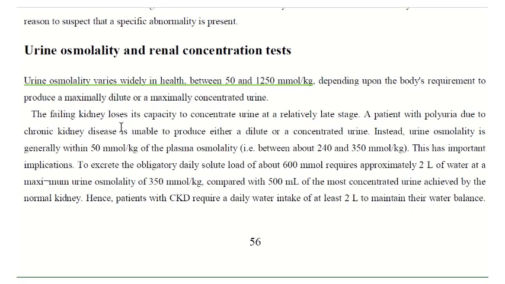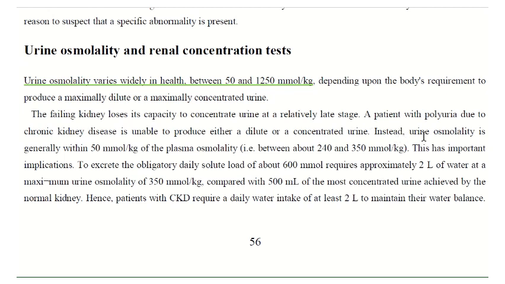The failing kidney loses its capacity to concentrate urine at a relatively late stage. يعني الفيلنج كدني تفقد قدرتها على تركيز اليورين at a relatively late stage في مرحلة متأخرة نسبيا. A patient with polyuria due to chronic kidney disease is unable to produce either a dilute or a concentrated urine. إذن المريض المصاب بالبوليوريا بسبب chronic kidney disease يكون غير قادر على إنتاج either a dilute or a concentrated urine.